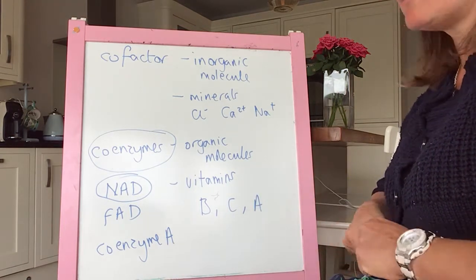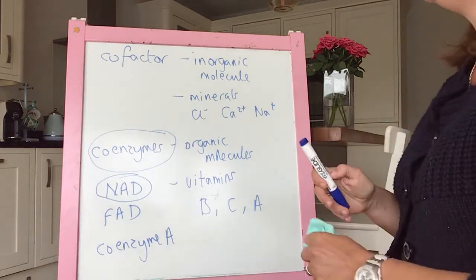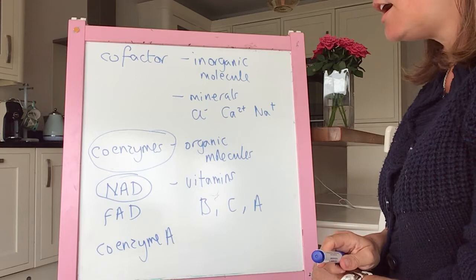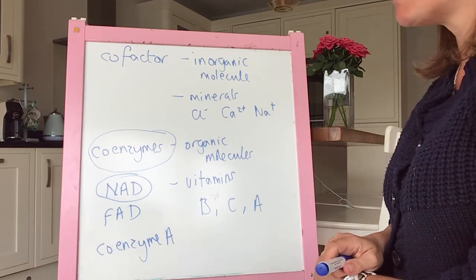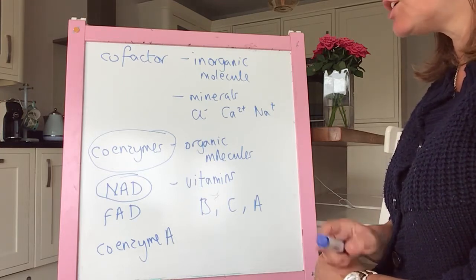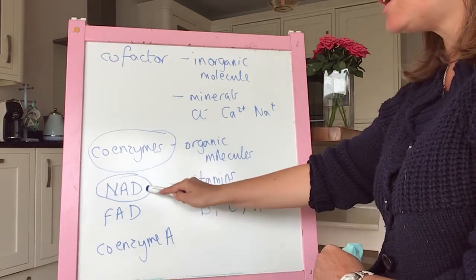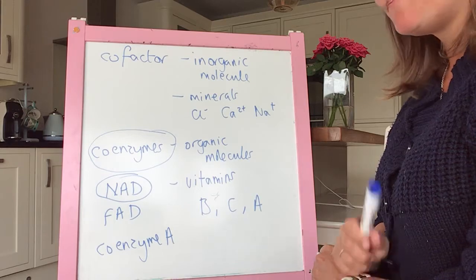So let's just rub this out. Hopefully you've reminded yourselves what cofactors and coenzymes are, and you're happy with the fact that the 3 coenzymes that are involved in respiration are NAD, FAD, coenzyme A, and the one that we really need to know about is NAD. Okay?